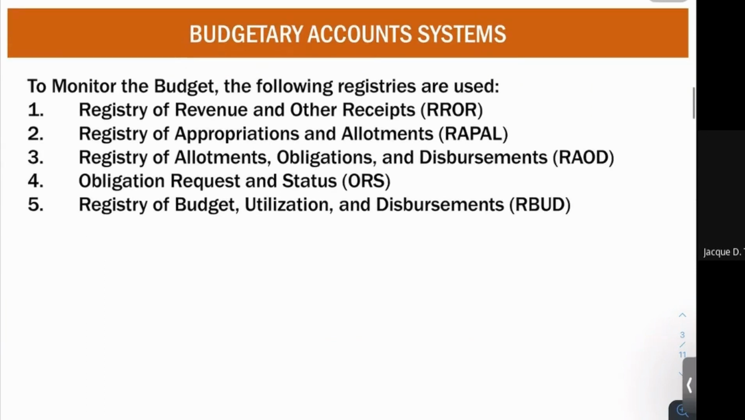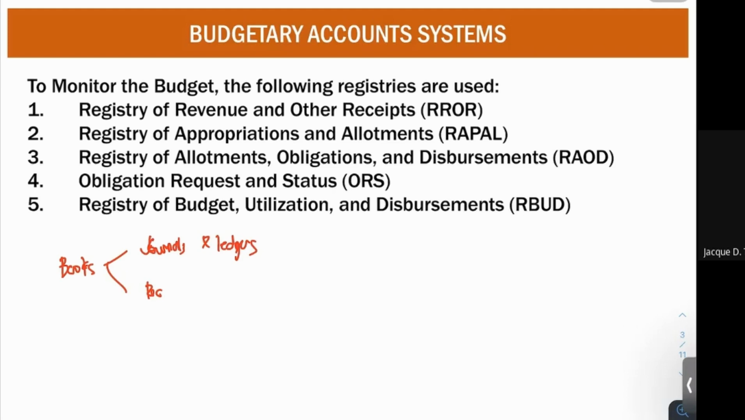So budgetary account system. You already know that the books of the government are contained in two general books. First, of course, your journals and your ledgers, which are your normal books. Then we have also your registries. Now, when we talk about your budgetary account system, the registries here are used to monitor the budget. And what are the registries that are used in your monitoring of budget?